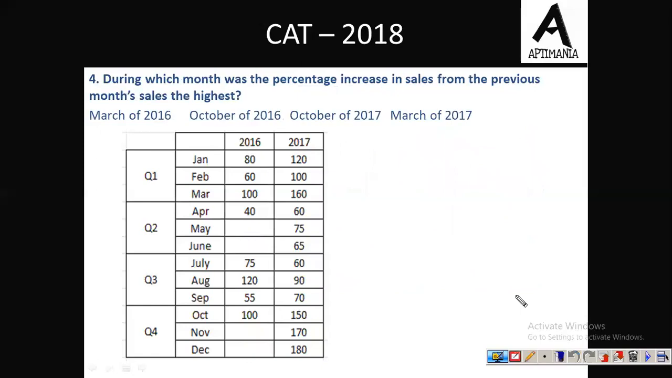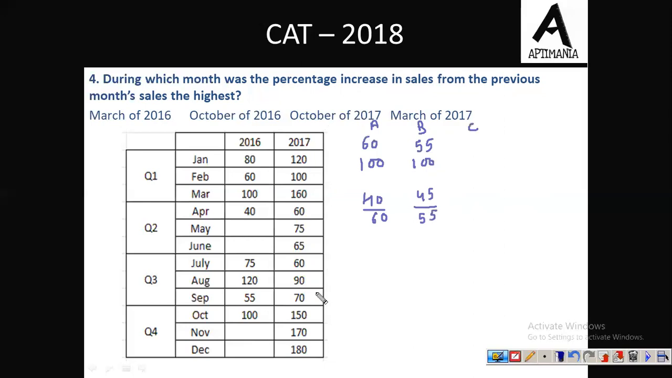Moving to last question of this set. During which month was the percentage increase in sales from the previous month sales the highest? March of 2016. So in March the sale was 100 and in previous month it was 60. So there was an increment of 40 over 60. Fine. This is option A. Now let us check for option B. October of 2016. The value is 100 and in September it was 55. So the increment is of 45 over 55.